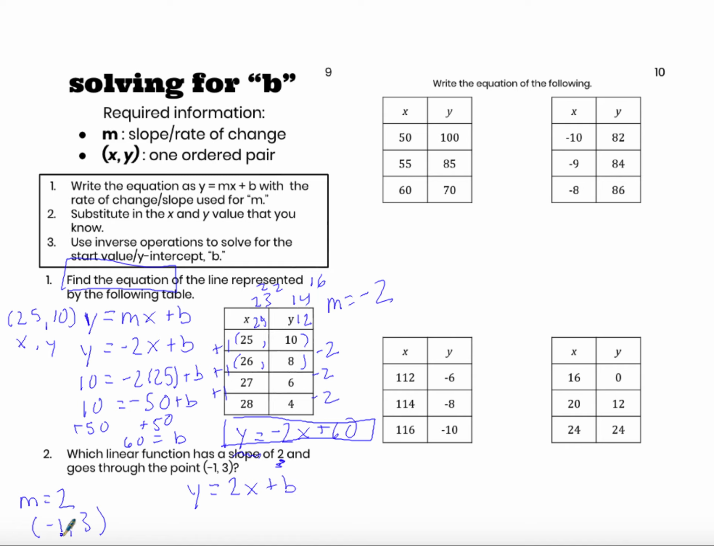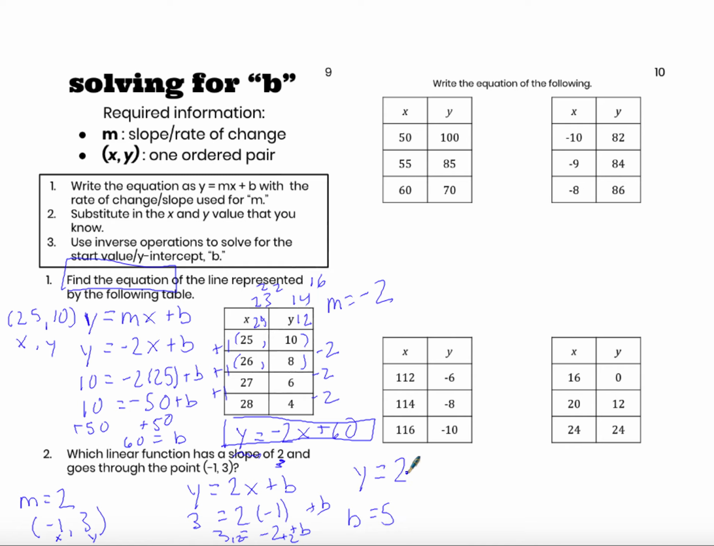I just don't know that start value. So I'm going to plug in -1 is x, 3 is y. So I'm going to plug in 3 for y and -1 for x. Adding 2 to both sides, b equals 5, and that is not my final answer.